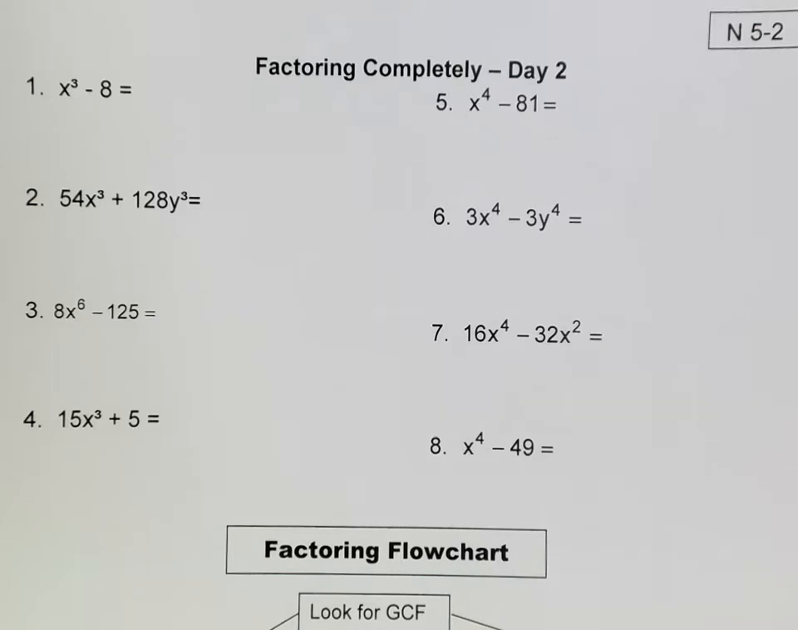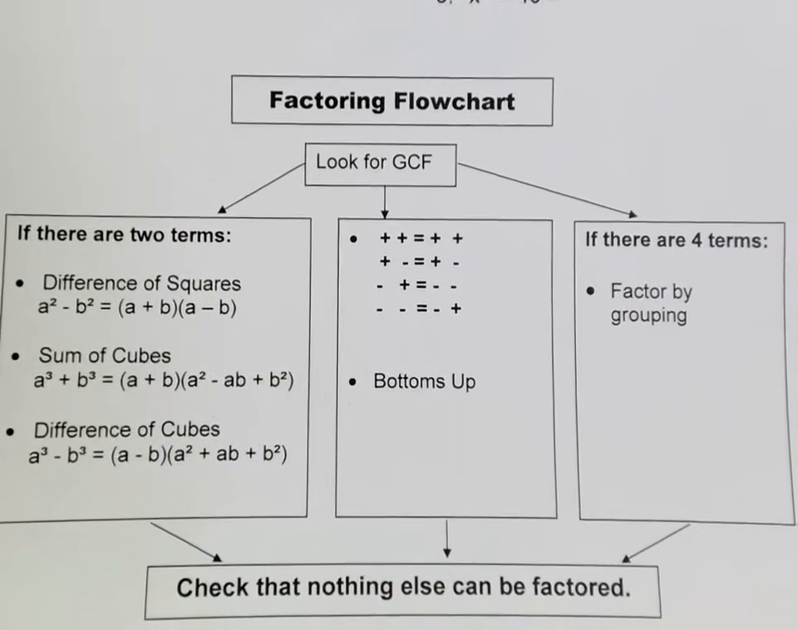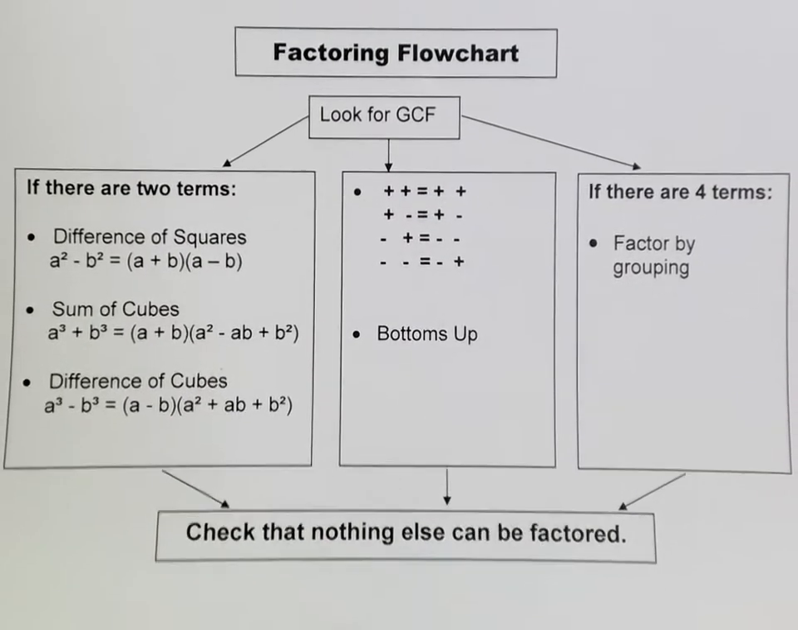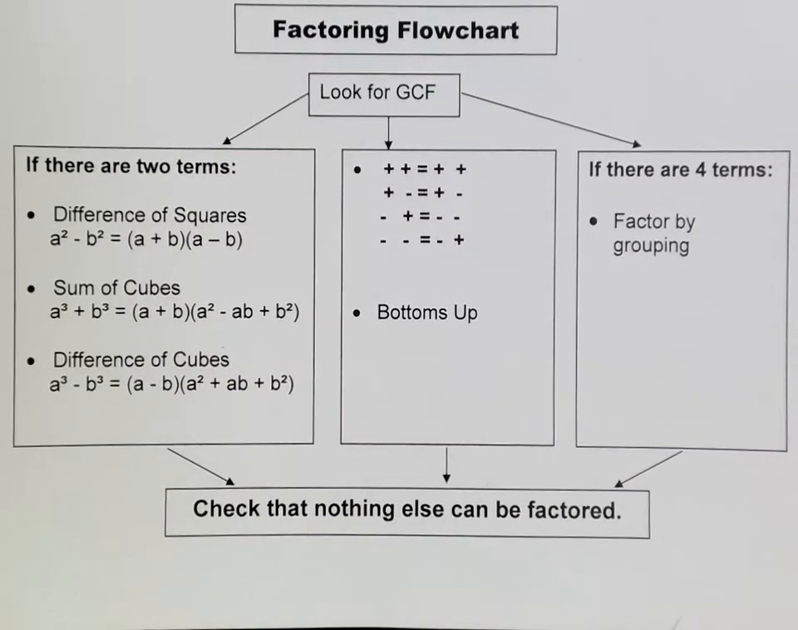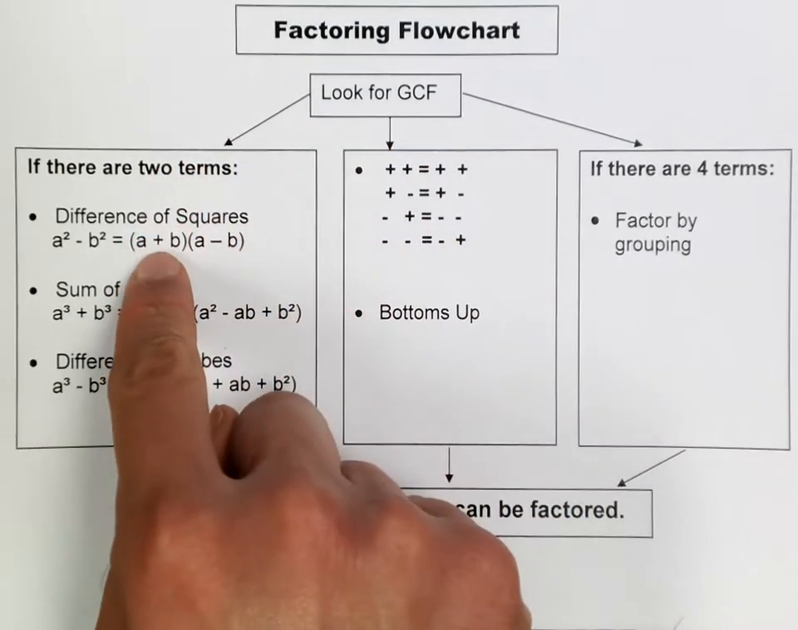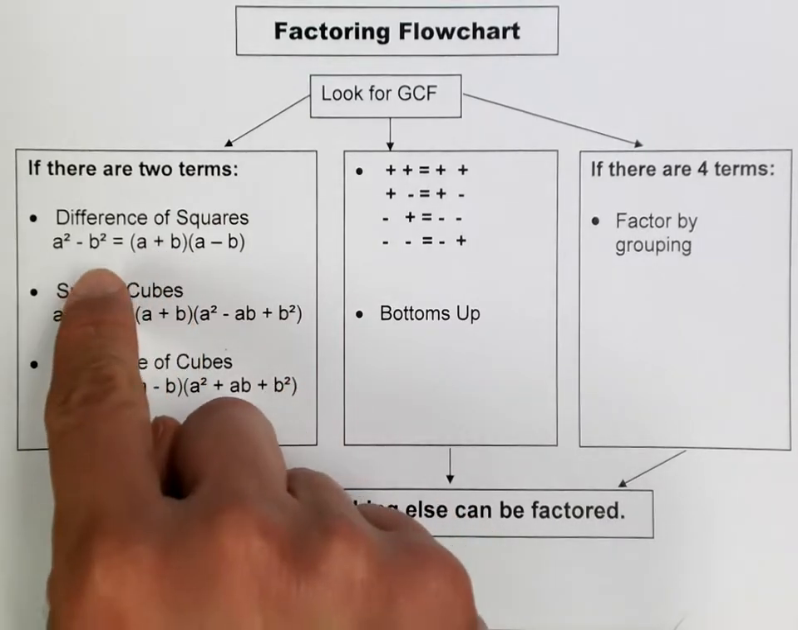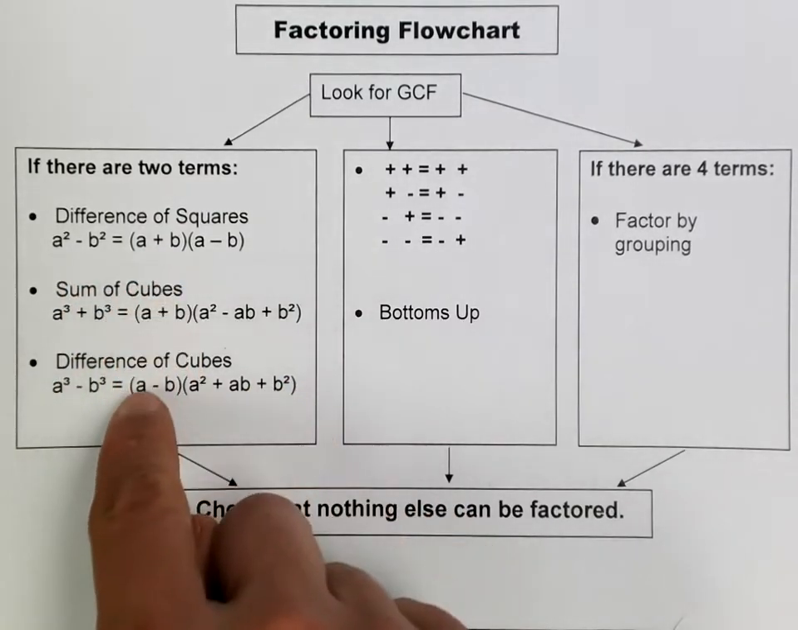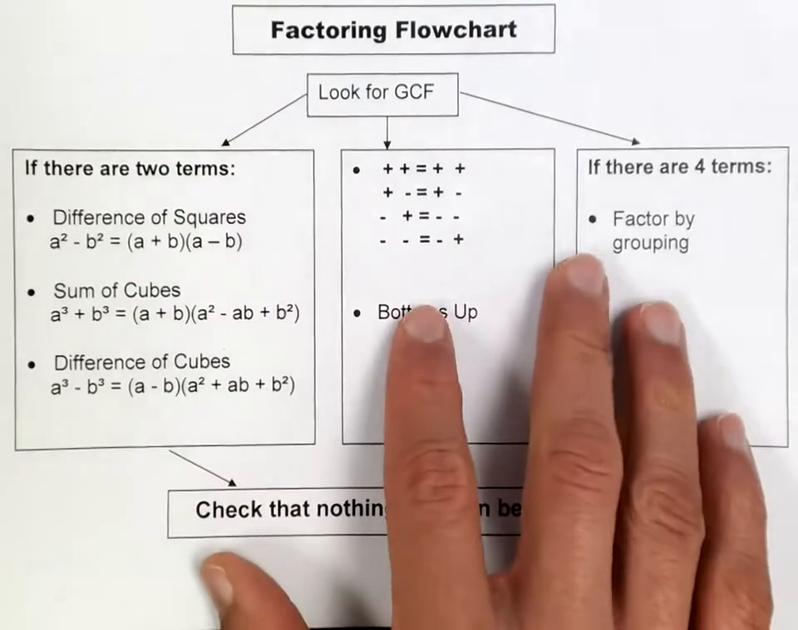So on this, I would probably suggest that you print the notes. I mean, it has a really nice factoring flowchart here. I guess you can write it by hand if you wanted to. But this factoring flowchart essentially is the way that you need to think about how we factor something out. Remember, I always say it, look for your greatest common factor. If you have two terms, you're going to look for the difference of squares or sum or difference of cubes. And this chart actually has the formulas for you.